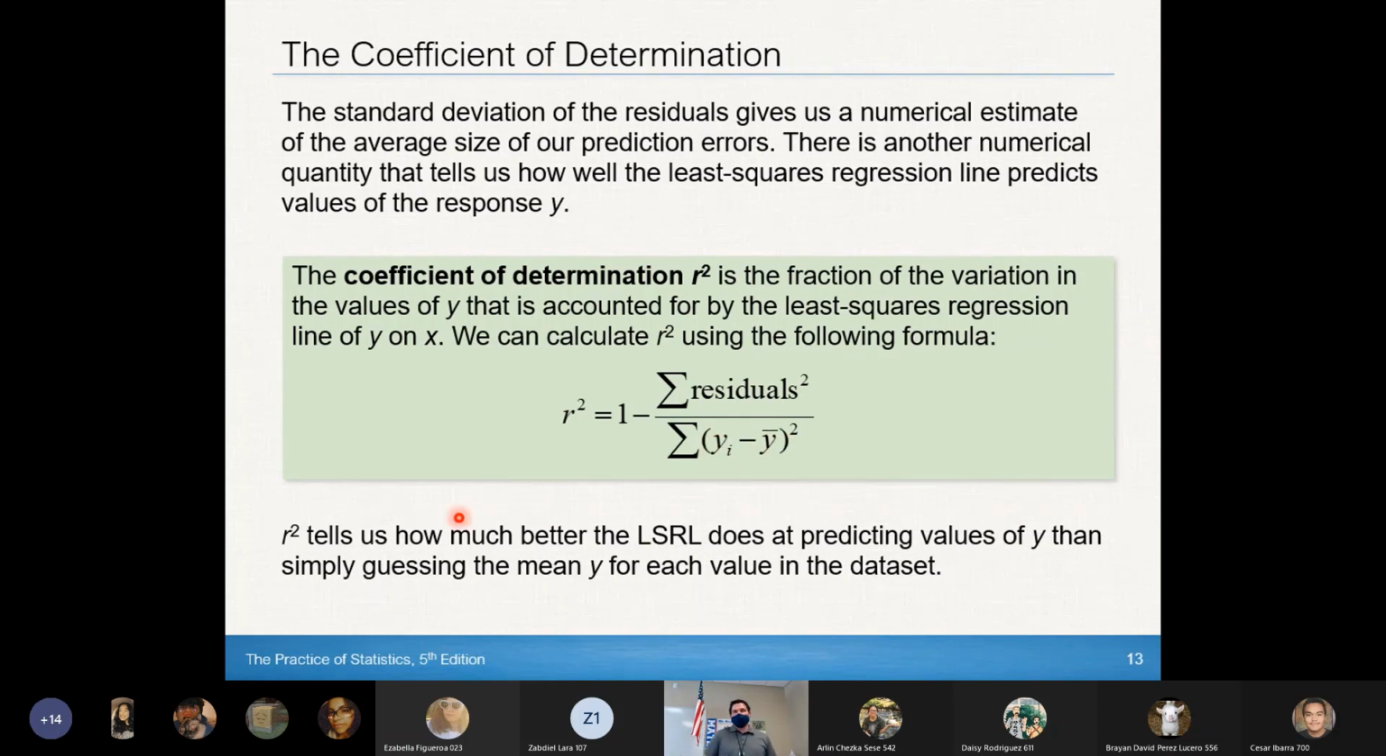Again, don't worry about the formula. Your calculator will find this value for you. Put it in the lists, use one of the two commands. I'll go over those things again tomorrow.